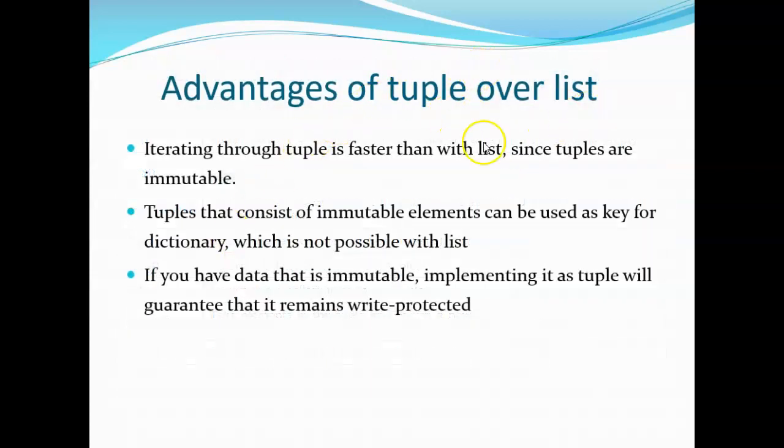Advantages of tuple over list. Iterating through a tuple is faster than with a list. Since tuples are immutable, because they are constants, accessing them is very easy. Tuples that consist of immutable elements can be used as keys for a dictionary, which is not possible with a list. If you have data that is immutable, implementing it as a tuple will guarantee that it remains write-protected.